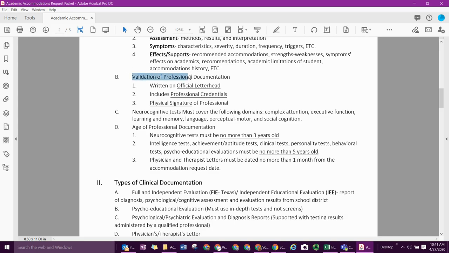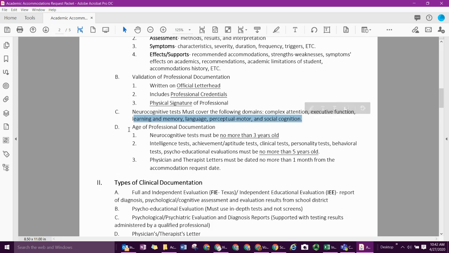Next is validation of professional documentation. It needs to be written on official letterhead, include the professional's credentials, and a physical signature of the professional. Next section, neurocognitive tests must cover the following domains: complex attention, executive function, learning and memory, language, perceptual motor, and social cognition. These are all areas of measure that are important for understanding learning.